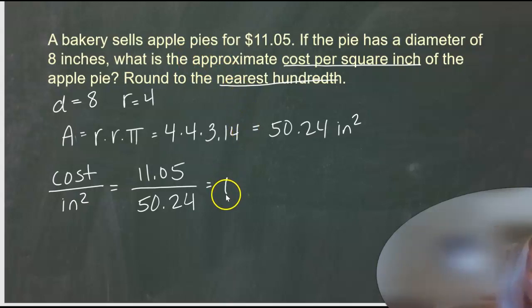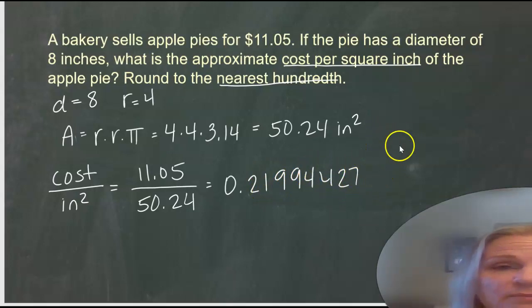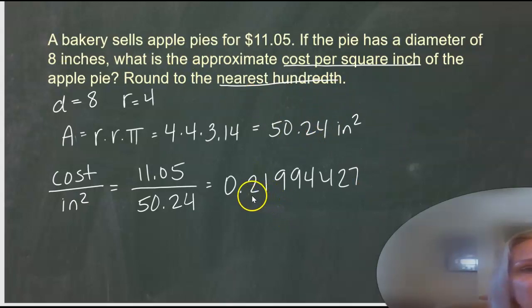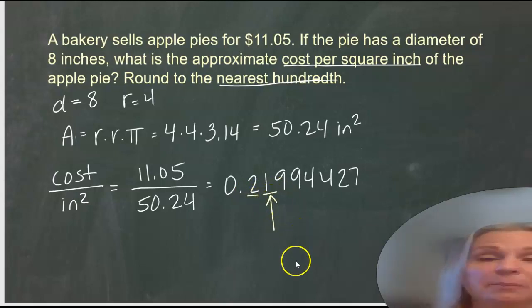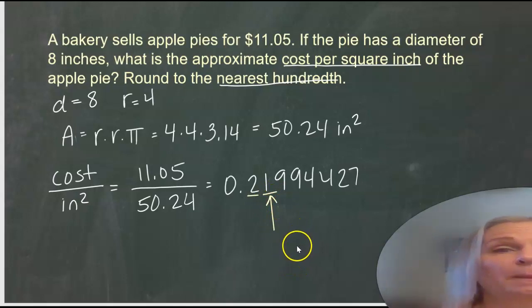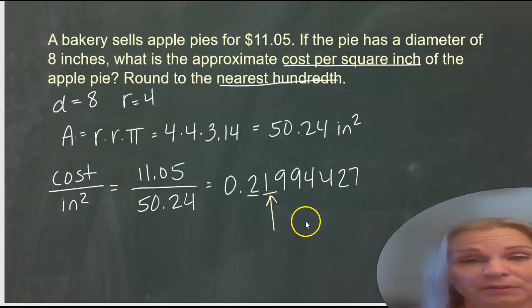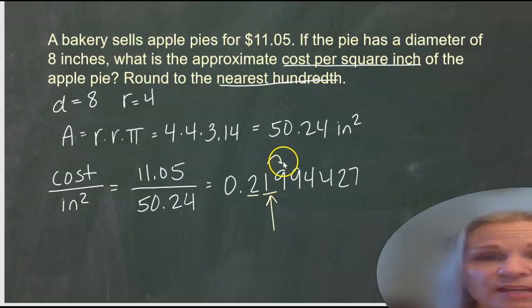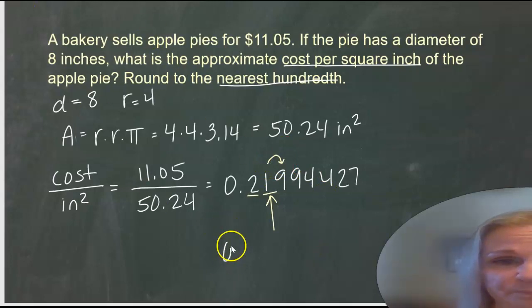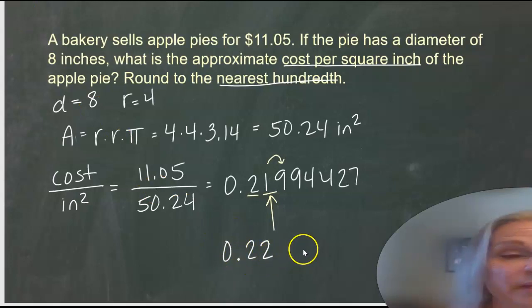And I get this long decimal, 0.219944, and it's probably rounded here. That 7 probably got rounded. So if I round to the nearest hundredth, remember what that means. That means I look at the tenths, hundredths place, and this is going to be the last number in my answer. But I have to make a decision. Do I leave it alone or does it round up? Well, since the next digit is a 9, it's going to have to round up, right? So my final answer is 0.22.